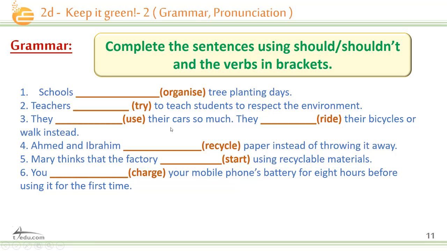Now, this is an evaluation. We are going to complete the sentences using should or shouldn't and the verbs in brackets. So let's remember the form: should or shouldn't plus the base form of the verb. The base form is the same form that is used between brackets. We just don't add any endings to these verbs.